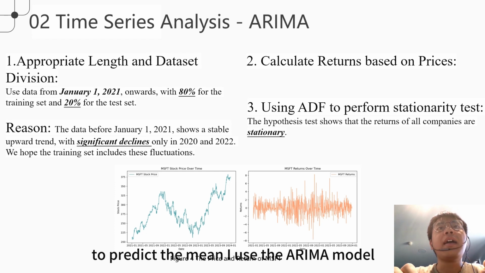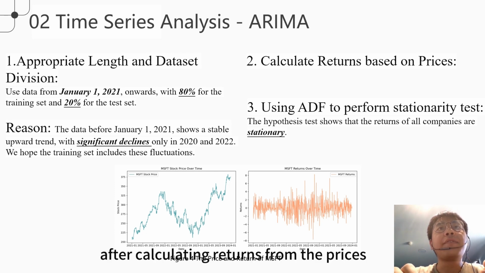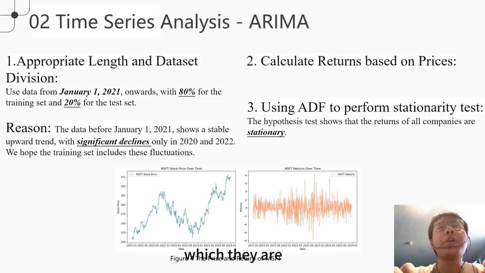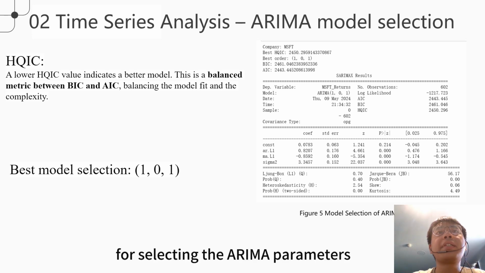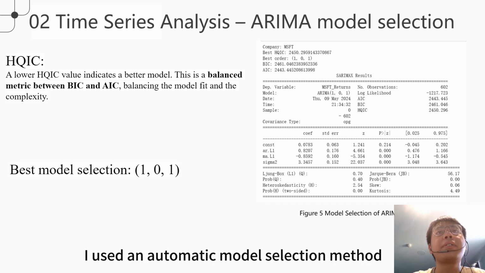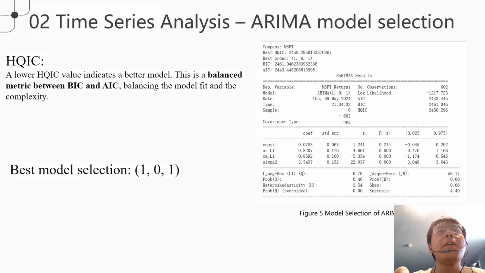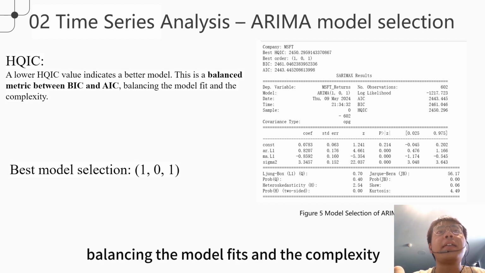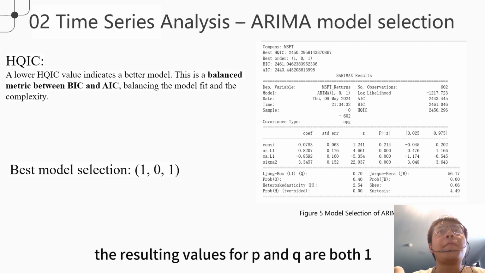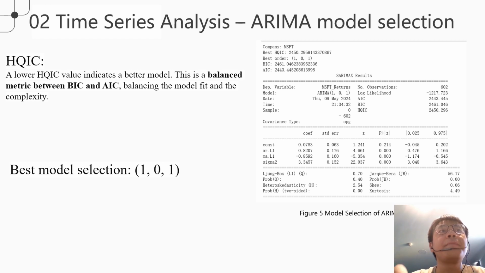To predict the mean, I used the ARIMA model. After calculating returns from the prices, I use the ADF test to check if the returns are stationary, which they are, making them suitable as input for ARIMA. For selecting the ARIMA parameters, I used an automatic model selection method with HQIC as the criterion, which is a balanced metric between BIC and AIC, balancing the model fit and the complexity. The resulting values for P and Q are both 1, and since the series is stationary, D is 0.